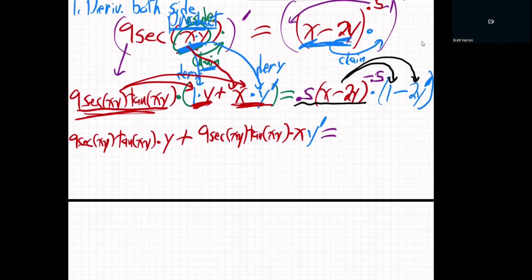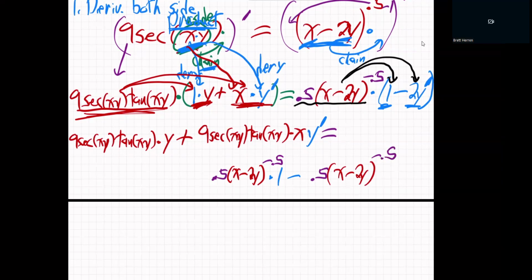So, what do we get then? I'm running out of room big time. Here's the right side: 0.5 (x minus 2y) to the minus 0.5 times 1 minus, oops, because it went times 1 minus, and now it's going to be that same thing, 0.5 (x minus 2y) to the minus 0.5 times 2y prime. That's the right side. Wow, this is ugly. Okay, 4 terms. So that's the derivative of both sides, and that was terrible.